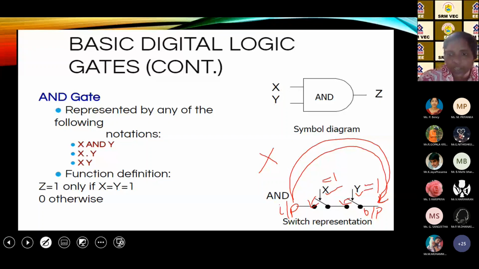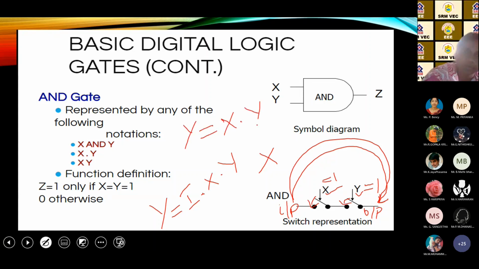So how do we express this? The output Y is equal to the input. If I take the input as I, then Y equals I into X into Y. But in examples, you usually write the output of the AND gate as X dot Y. Where is that I? Very simple. It is a binary logic gate, so I can be 0 or 1. If I is 0, Y is equal to 0. If I is equal to 1, Y is X into Y.